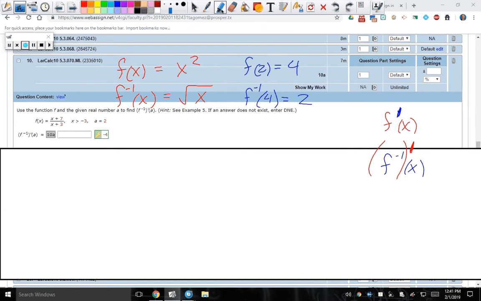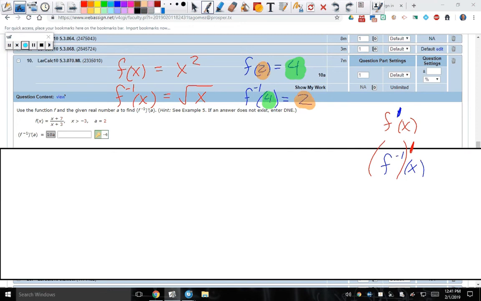Now look. The input, this is huge. The input of the original is the same as what? The output of the inverse. This is huge. Okay? Where the output of the original is the same as the input of the inverse. That's huge. From the shortcut that I'm going to tell you and show you at the end. But you won't understand the shortcut unless you understand that.